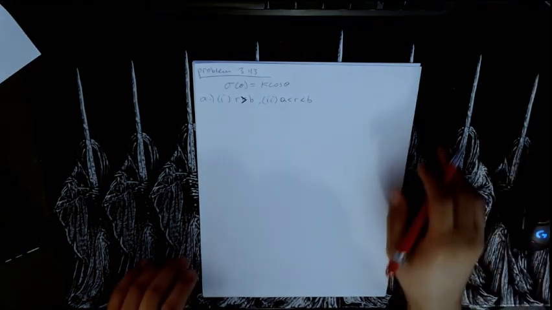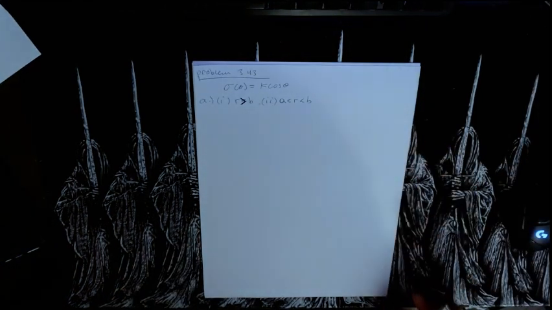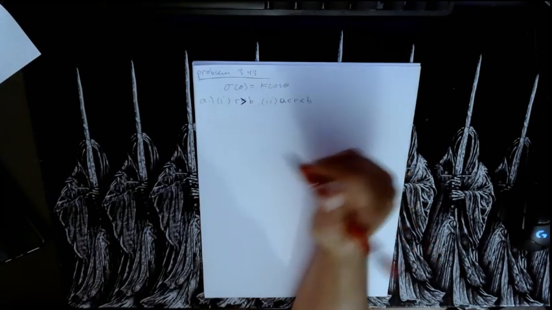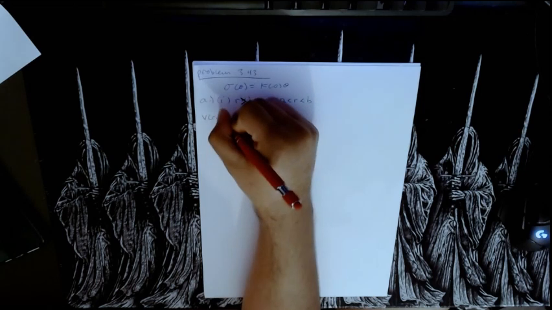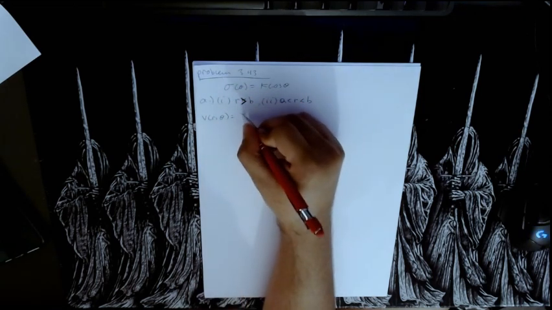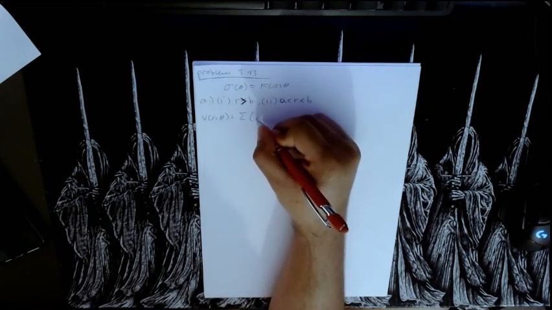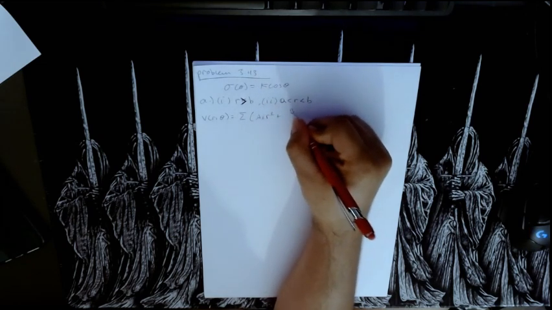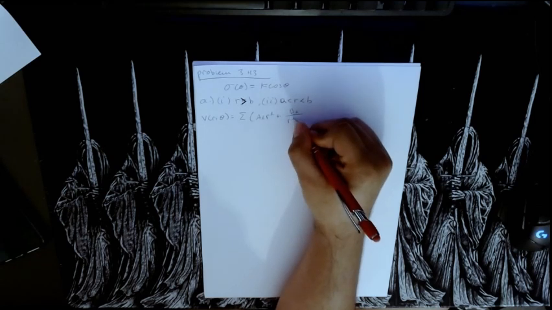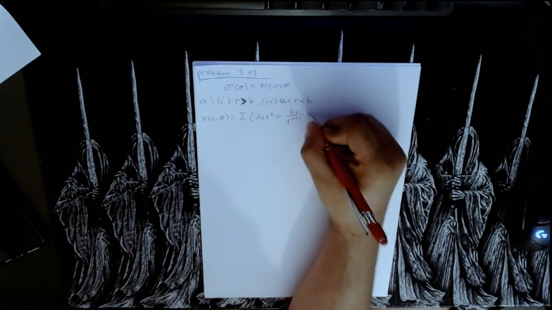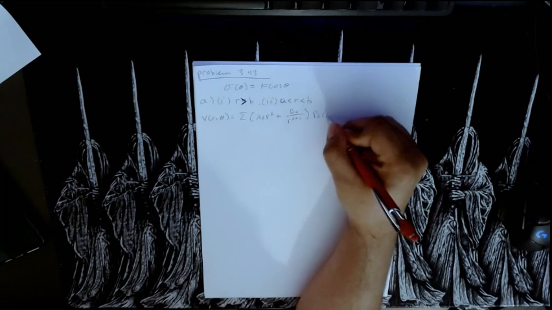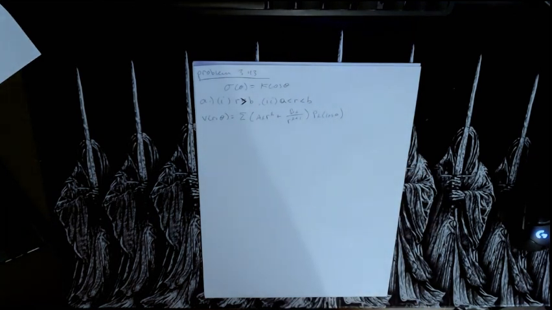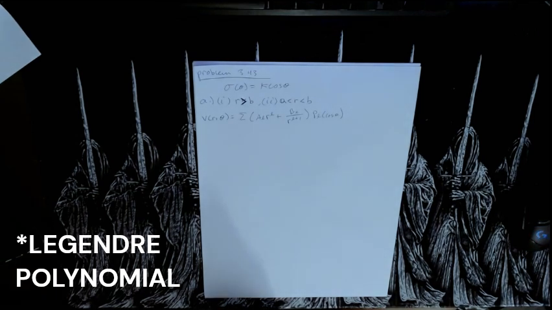Alright, so since the configuration has azimuthal symmetry, we can write our potential as the summation of A sub L times R to the L plus B sub L over R to the L plus 1, times P sub L of cosine theta, where this is the Legendre polynomial.